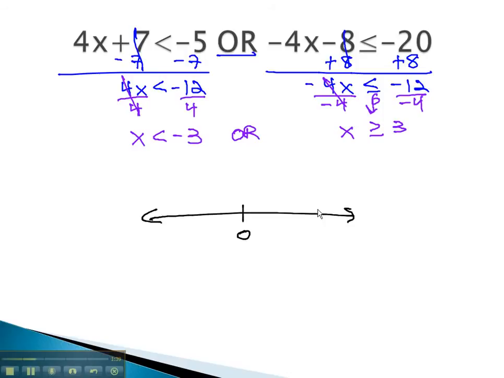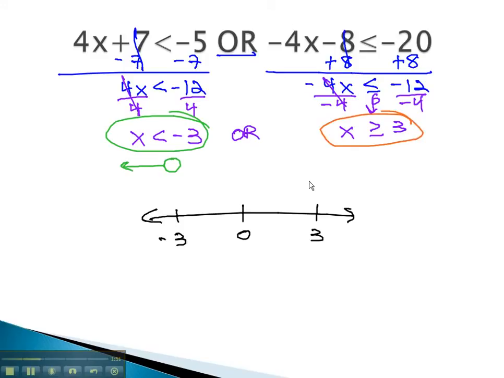Again, we will graph these by floating the individual graphs above a number line. X is less than negative 3. With an open circle at negative 3, we want to go down. X is greater than or equal to 3. Because it's or equal to, we have a closed dot at 3. Greater than means we go up.